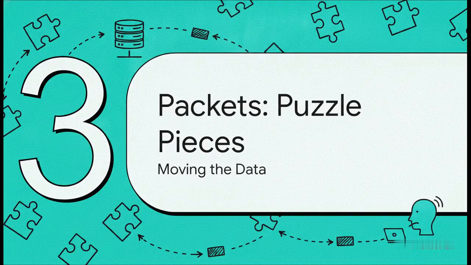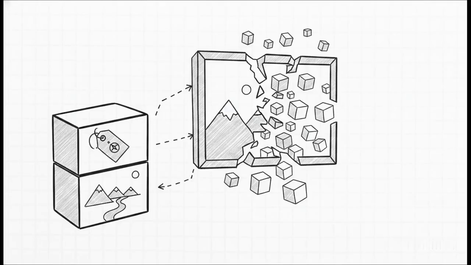Moving on to section 3, packets, pieces of a puzzle. Now that the browser knows exactly where the server is located, how does the actual website data get back to John? Well, data doesn't just move across the internet as one giant, clunky file. If it did, the network would constantly jam up. Instead, it is brilliantly chopped up into thousands of tiny chunks called packets. Usually, these are just 1,000 to 1,500 bytes in size.